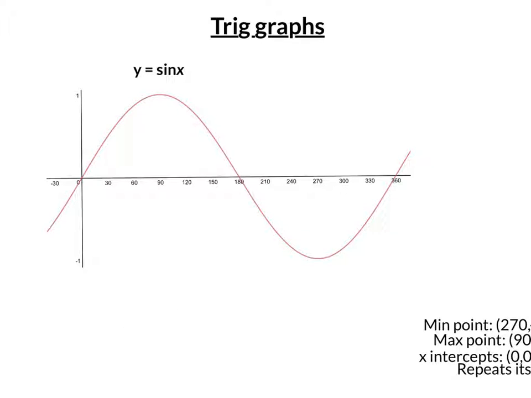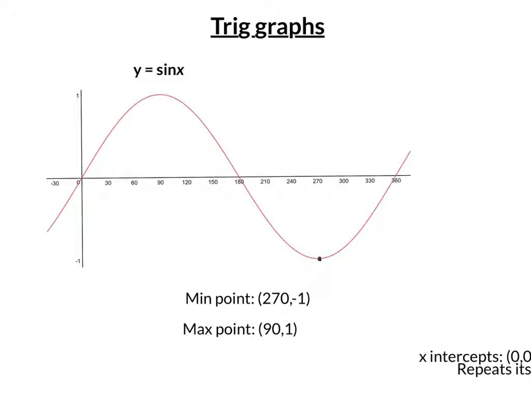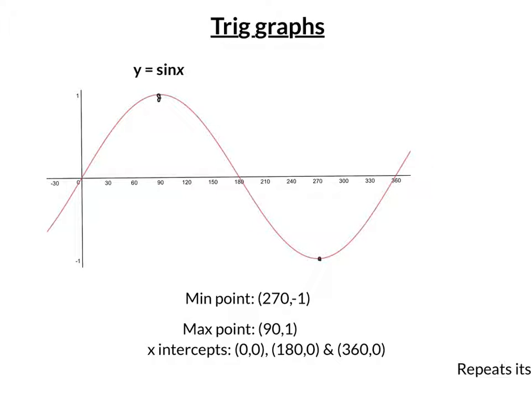This is the sine curve here. It has one minimum point between 0 and 360, that's at 270. It has one max point at 90 degrees, up there at (90, 1) on the y-axis. It has three x-intercepts at 0, 180 and 360. And just like the cos curve, it repeats itself every 360 degrees.